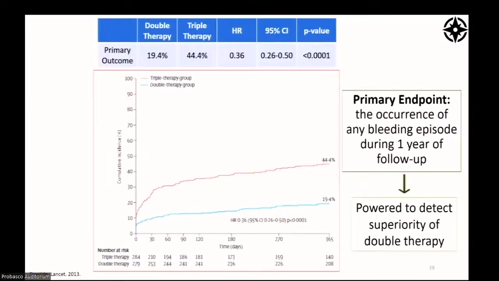So the primary endpoint of this trial was the occurrence of any bleeding episode during 1 year of follow-up. The primary endpoint occurred in 19.4% of patients receiving dual therapy and 44.4% of patients receiving triple therapy. It was powered to detect superiority of double therapy. And as we can see in this graph, in the p-value, it was statistically significant.